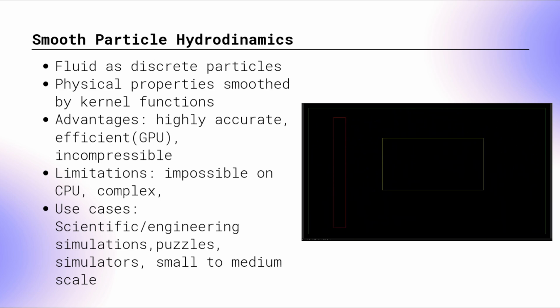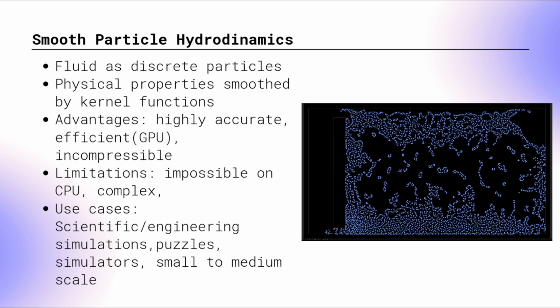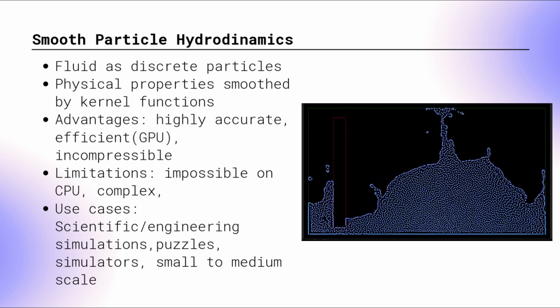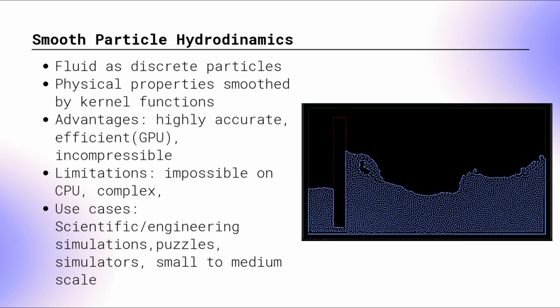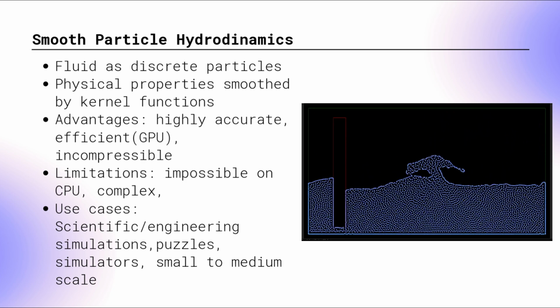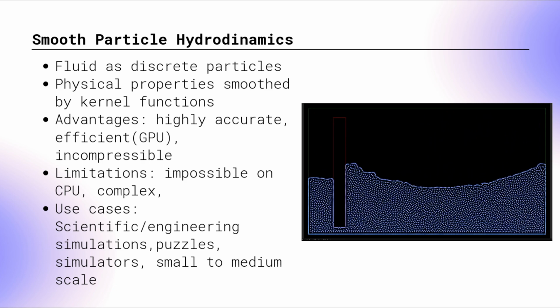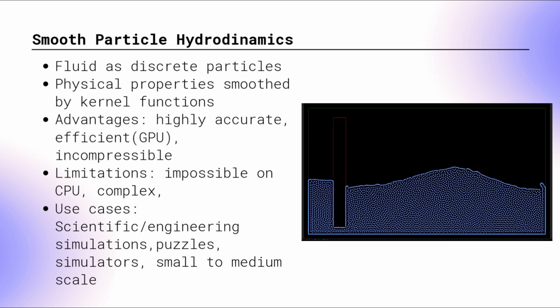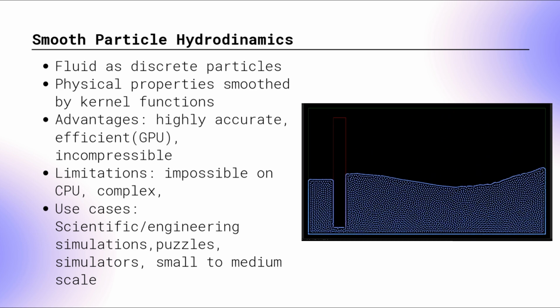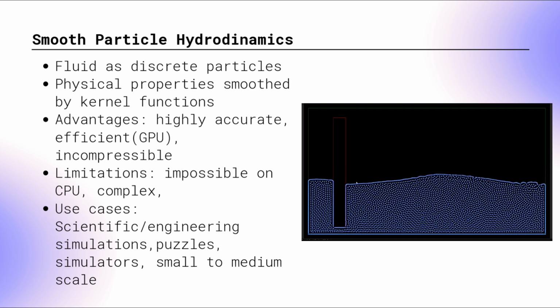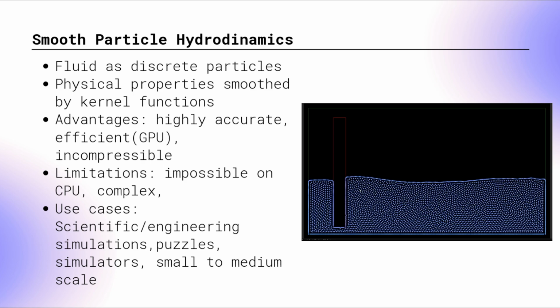It represents fluid as discrete particles where each particle's physical properties are influenced by its neighbors and smoothed using kernel functions. It offers strong performance as it typically runs on the GPU and uses spatial hashing to reduce computational complexity. It also produces highly realistic visual results.